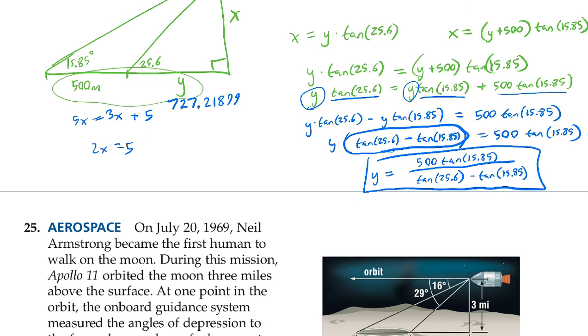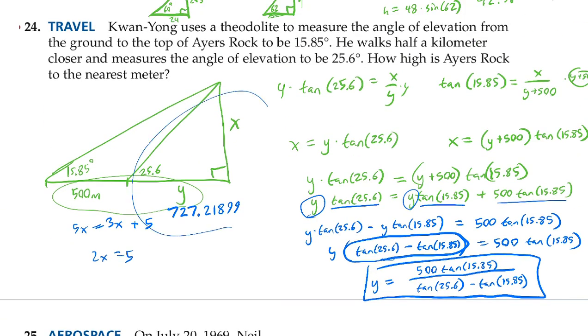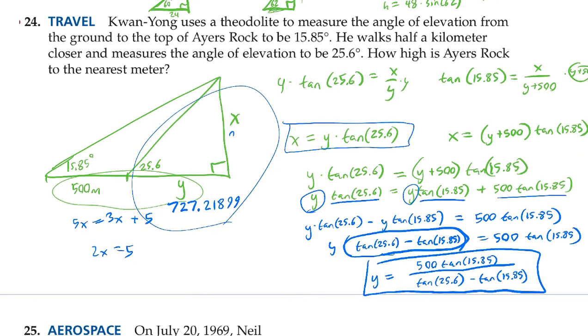So I get that. Now, I just have a simple problem of solving for x in this triangle, but I already have it written right here, so I'm just going to plug it in. So I have that number, 727 with lots of decimals, times the tangent of 25.6, which is equal to a total height of 348.42... So I'm going to round it to 348.4 meters.